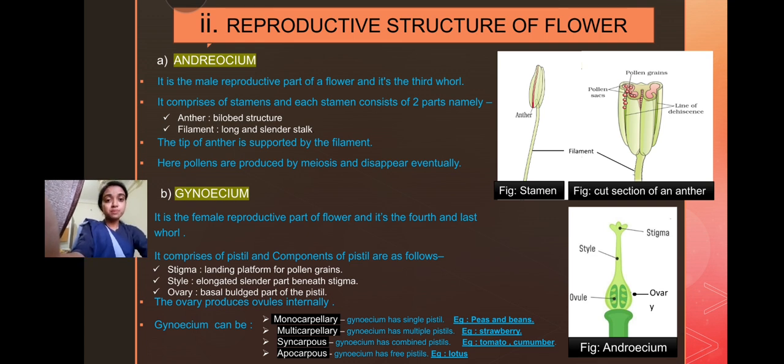Now, on the basis of the pistil, gynoecium can be of four types: monocarpellary, multicarpellary, syncarpous and apocarpous. Monocarpellary means the gynoecium has a single pistil, for example peas and beans. Multicarpellary means a gynoecium which consists of multiple pistils, for example strawberry. Syncarpous means a gynoecium that has fused pistils, for example tomato and cucumber. And the last one, apocarpous, means a gynoecium having free pistils, for example lotus.